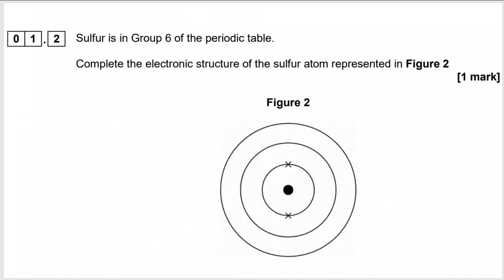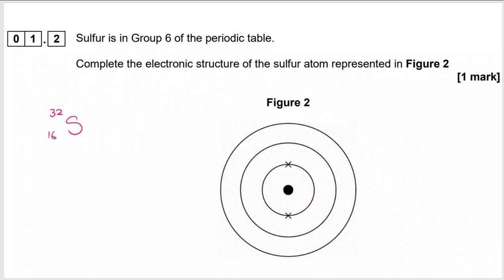For 1.2, we're told sulfur is in group 6 of the periodic table. Complete the electronic structure of the sulfur atom represented in figure 2. So, again, we can go back to the information we had. Sulfur has got 16 electrons. To answer this question, you've got to remember how many electrons each shell can hold. The first can hold 2, second and third can hold 8 each.